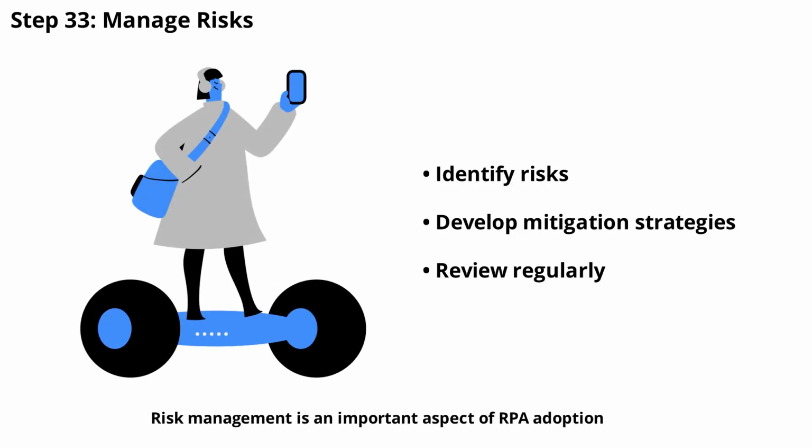Risk management is an important aspect of RPA adoption. Identify potential risks, such as process failures or data breaches, and develop mitigation strategies. Regularly review your risk management plan to ensure your automation program remains secure and reliable.